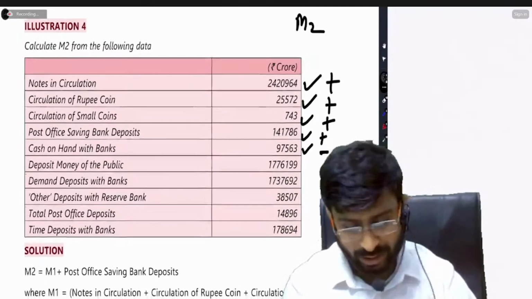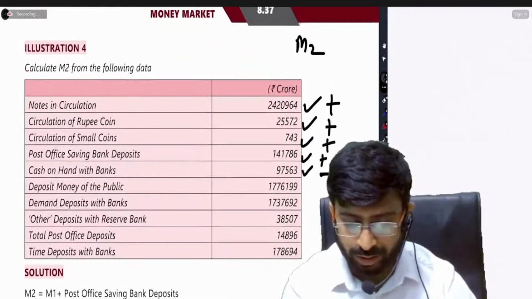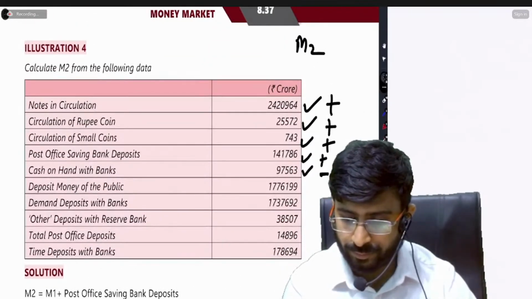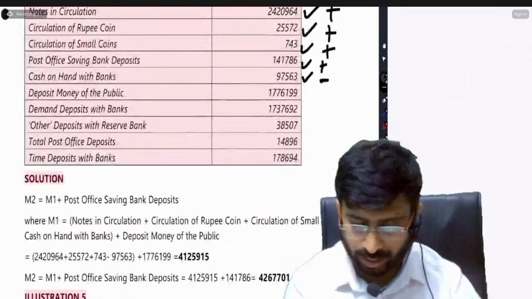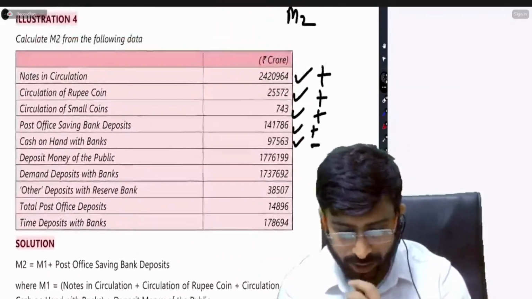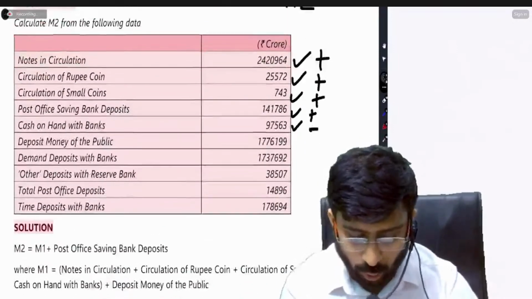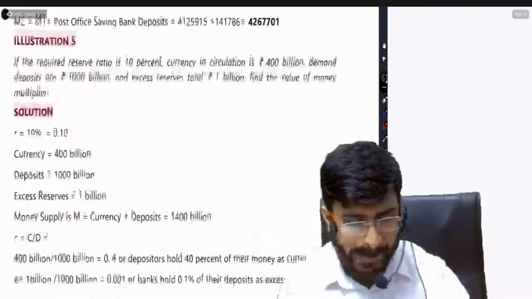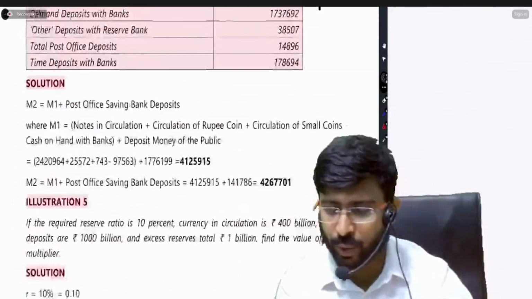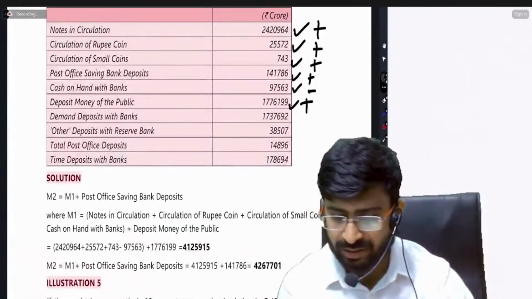Yes or no, everybody? Yes, sir, we certainly do agree. Then what else, sir? Then we include deposit money of the public. Yes, we add that. Certainly we do. So friends, this much is required.